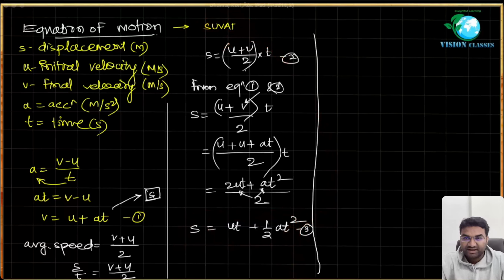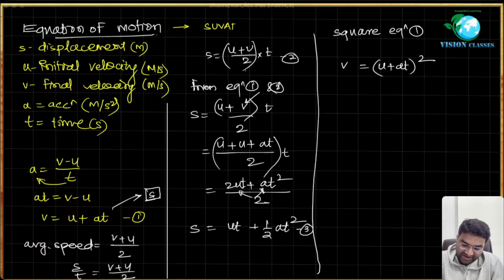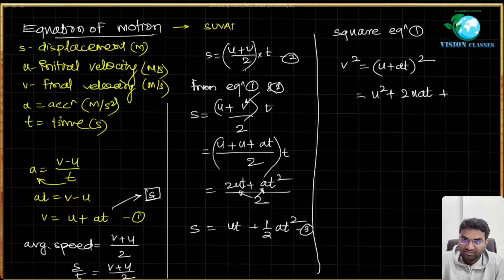Then next one, equation 4: square equation 1 to figure it out. So we have v is equal to u plus at, bracket square. Fine. Now you have to expand this one: u square plus 2uat plus a square t square, isn't it?